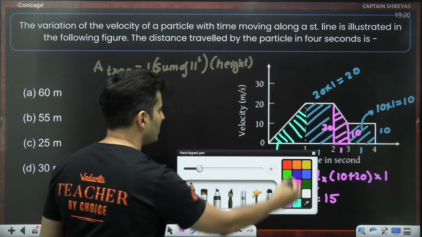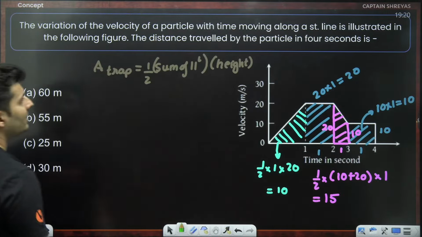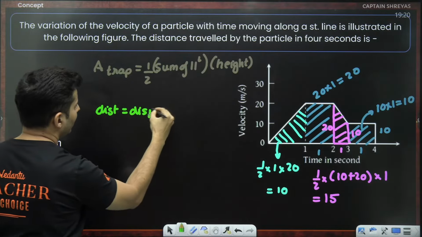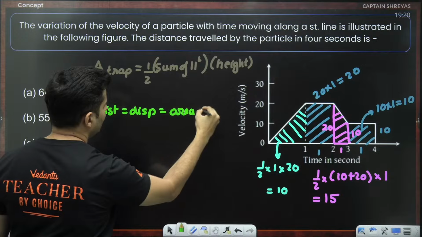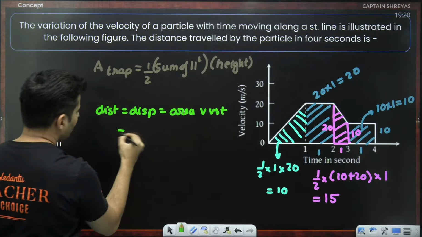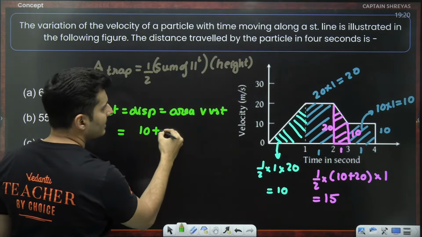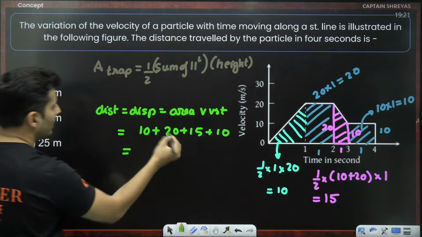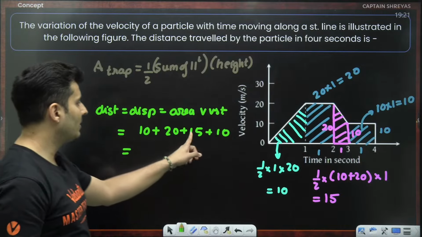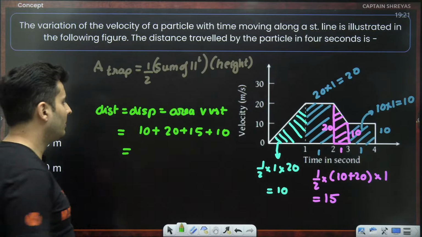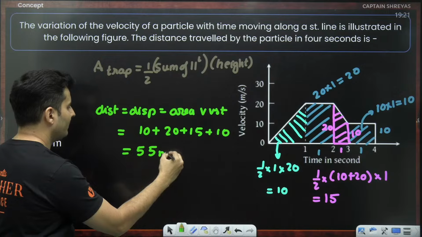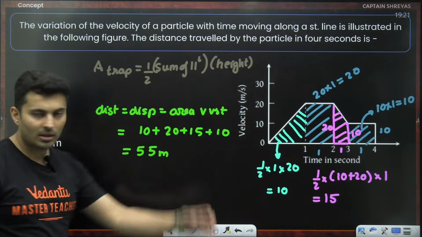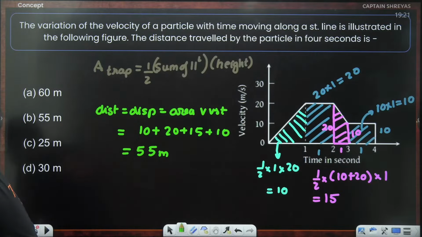So now the question is, what is the distance traveled. The distance in this case is also the displacement, which is basically the area under velocity versus time. So it will be 10 plus 20 plus 15 plus 10. 20 plus 10, 30. 30 plus 15, 45. 45 plus 10, 55. So the answer is 55 meters, which is B option. Got it? Very good. Awesome.